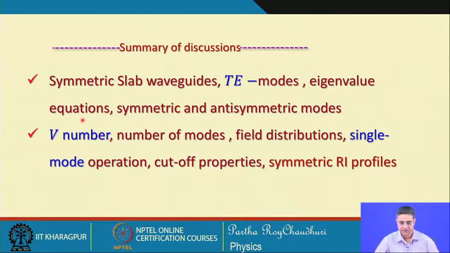Now, I conclude here by saying that we discussed the symmetric slab waveguides for the TE modes. So, we will take up the TM modes next. We discussed the eigenvalue equations and then symmetric and antisymmetric modes, even and odd modes, which are supported by this waveguide. We have tried to depict the mode pictures and mode profiles, discussed the V number, and from the V number how we can estimate the number of modes that will be supported, and the field distribution of the modes. Then a very particular thing about optical waveguides is the single mode operation for the slab waveguide, which we have also discussed. Then we discussed the cutoff properties, the symmetric refractive index profile and the consequence of that in terms of symmetric and antisymmetric field profiles.